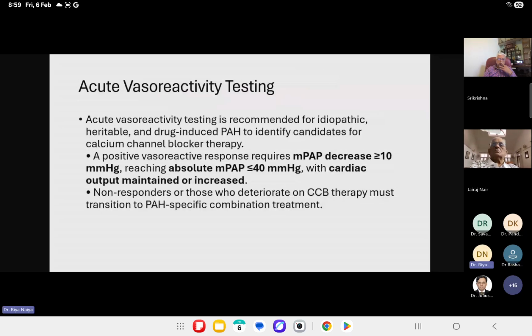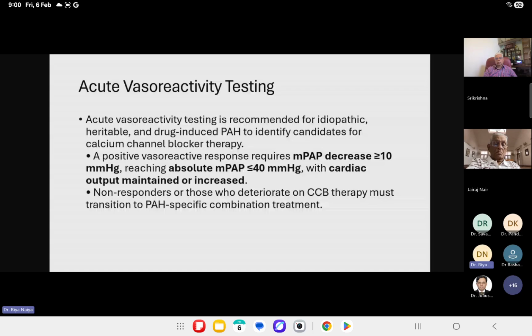Acute vasoreactivity testing. This is a test where, during right heart catheterization, certain interventions are done in order to see if there is any improvement in MPAP or not. The acute vasoreactivity test identifies candidates for calcium channel blocker therapy. A positive vasoreactivity response requires an MPAP decrease of more than or equal to 10 millimeters of mercury, reaching an absolute MPAP of less than or equal to 40 millimeters with cardiac output maintained or increased.